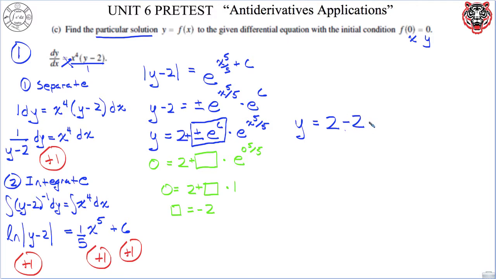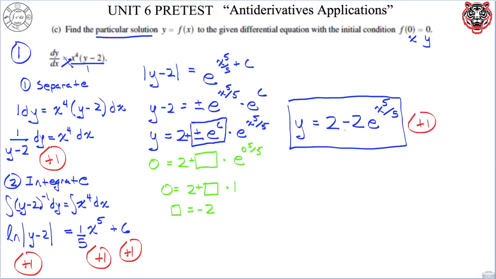And I'm going to need to multiply that by e to the power of x to the power of 5 divided by 5. And that is my final answer. There's no domain restrictions. So if you're able to get this equation, you get another +1, and that was extra credit. And I guess really I should have my other point.